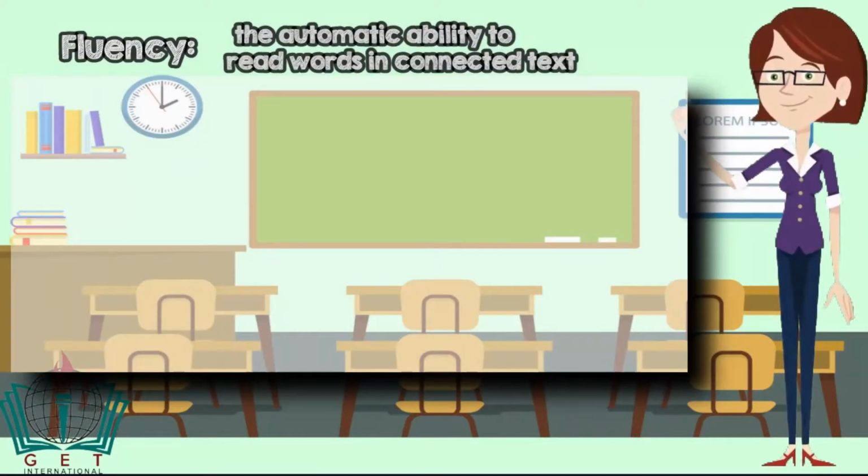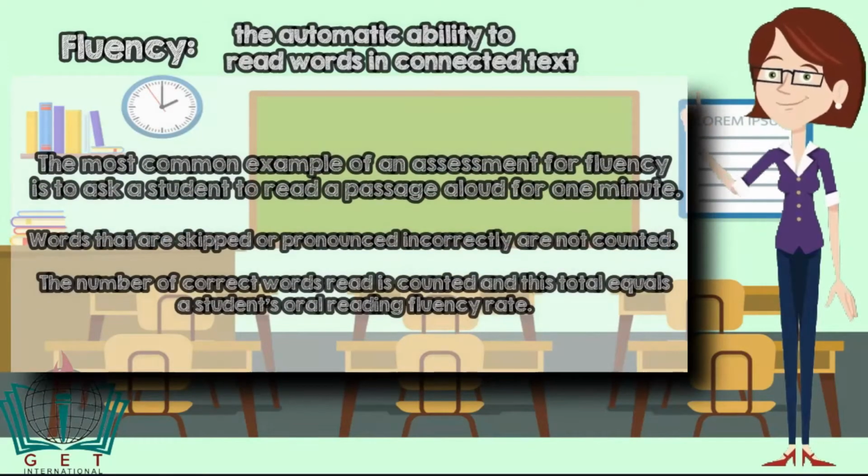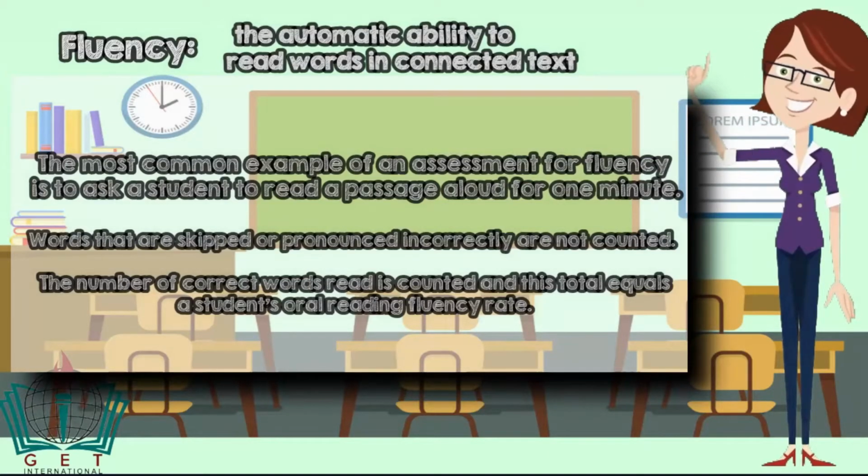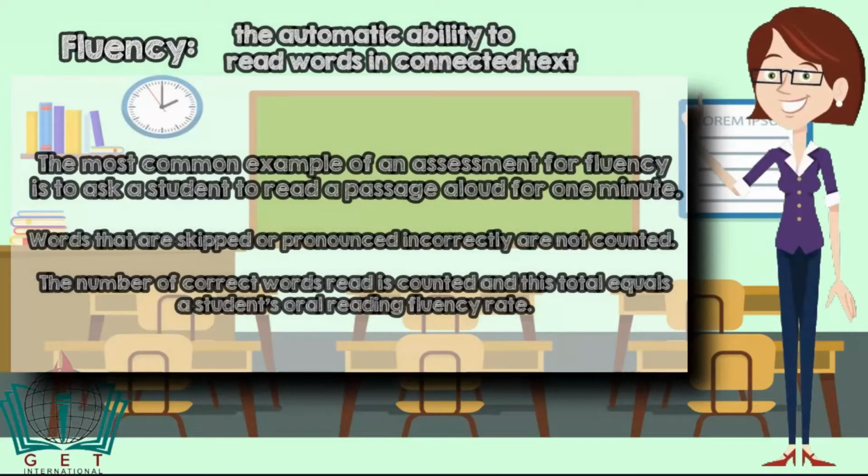Fluency, the automatic ability to read words in connected text. The most common example of an assessment for fluency is to ask a student to read a passage aloud for 1 minute. Words that are skipped or pronounced incorrectly are not counted. The number of correct words read is counted, and this total equals a student's oral reading fluency rate.